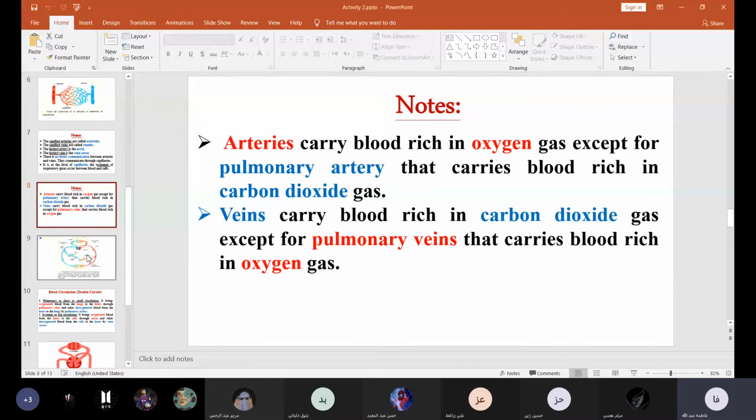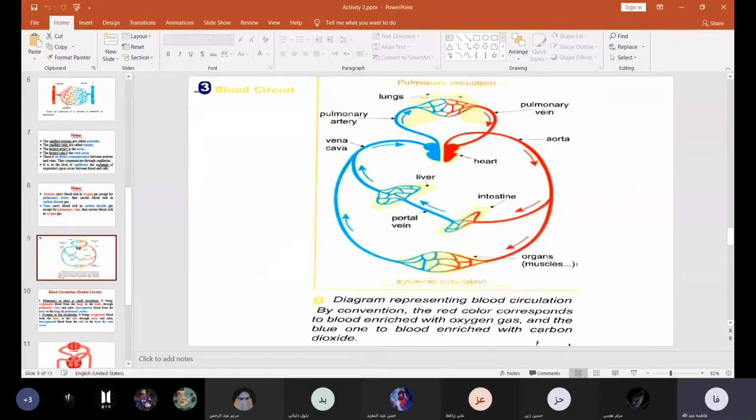Okay, we went back and talked about two circulations. The circulation between the heart and the lungs is called pulmonary circulation. As you can see, I have the pulmonary vein and pulmonary artery. Something goes to the lungs, something comes from the lungs. The pulmonary vein brings oxygen from the lungs to the heart. The pulmonary artery takes CO2 from the heart to the lungs. This is the pulmonary, the small or the short circulation.